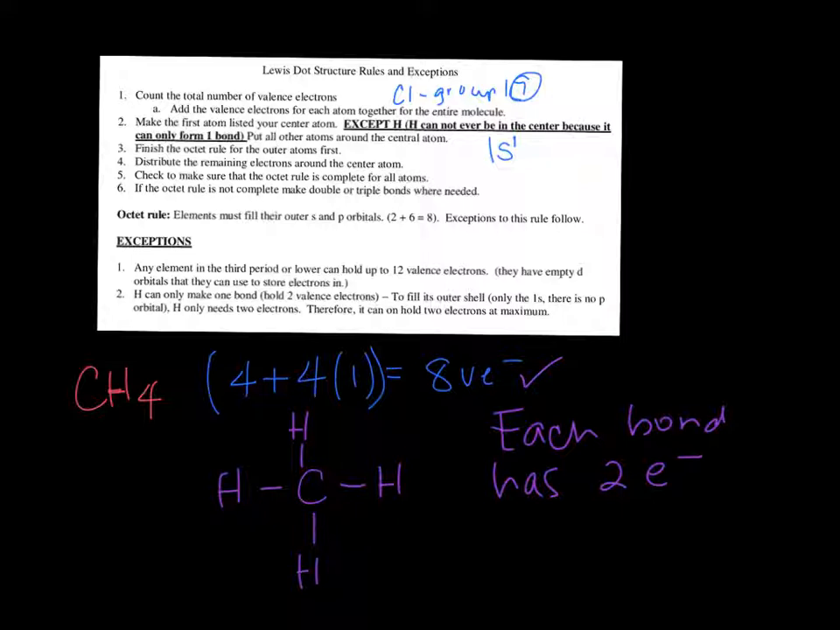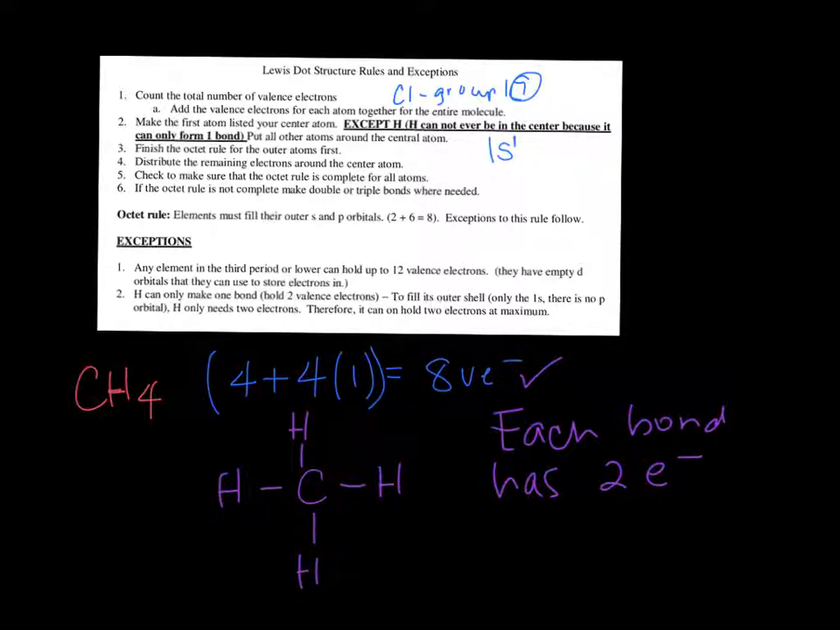Now I have to check to see if the octet rule is satisfied for the outer atoms first. Because hydrogen can only hold 2 electrons, right? Hydrogen can only hold 2 right here, can only make 1 bond, and that's it. They're happy. All right, all the hydrogens are completely fine.